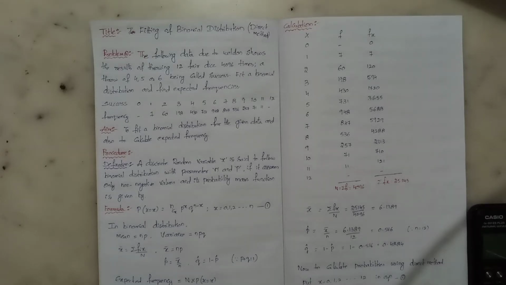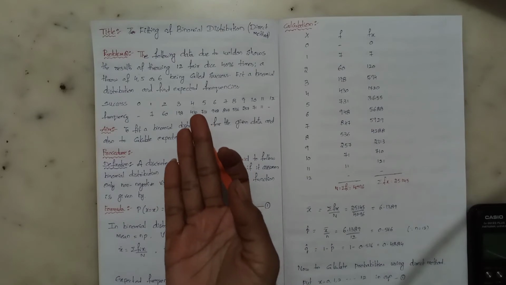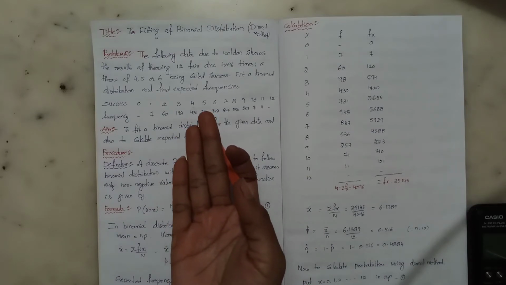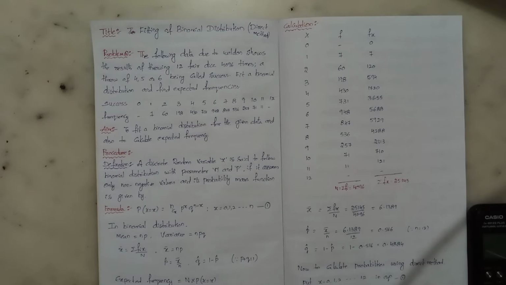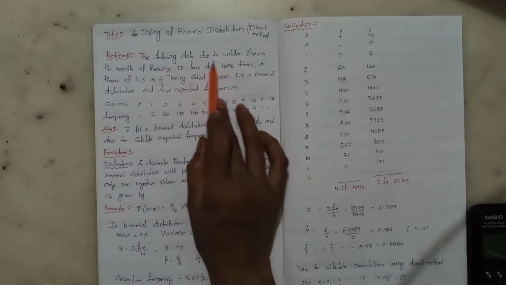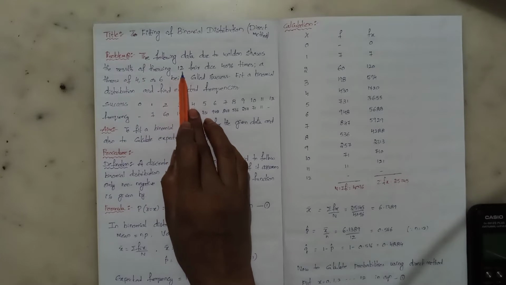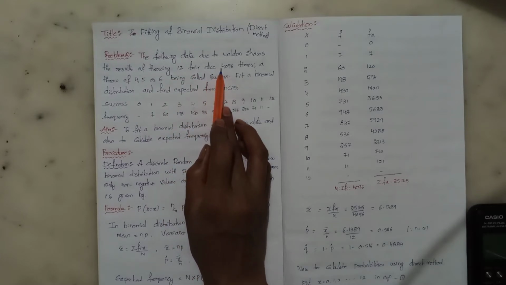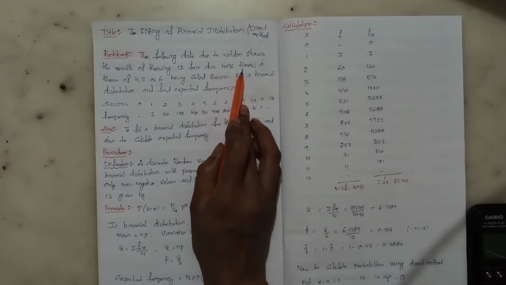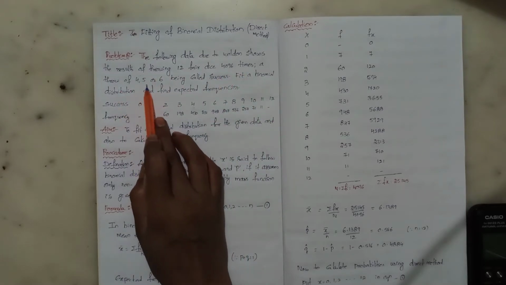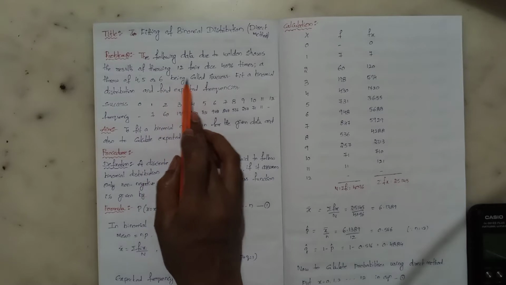So, today I came with practical sum 4 regarding semester 2, Kakatiya University. Okay, so the following data due to Weldon shows the result of throwing 12 fair dice 4096 times. A throw of 4, 5 or 6 being called success.